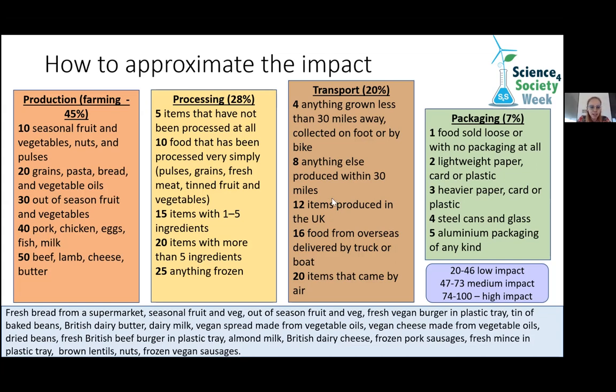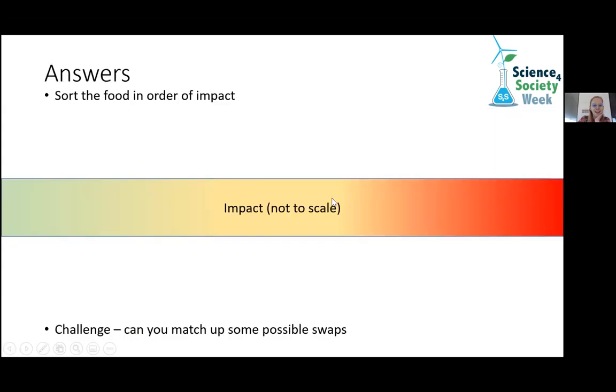What we're going to do next is we will have a look at the impacts of each of these foods. So what I want you to do whilst we're going through this is think about: is anything surprising? Is anything where you thought it wouldn't be? Does anything have less of an impact or more of an impact than you thought? And I want you to have a think about whether you'd be able to swap any of these foods out for any of the ones that are of less impact.